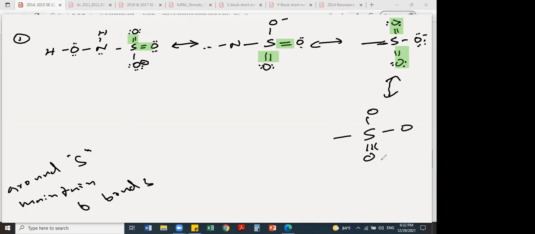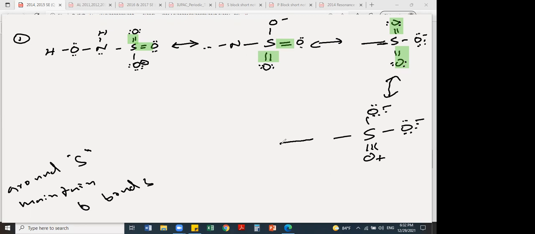The most acceptable structure has the minus charge on only one oxygen. But here this one is plus, and here minus, and here minus. Is that clear? No point of waste. The rest is the same. The others have no change.